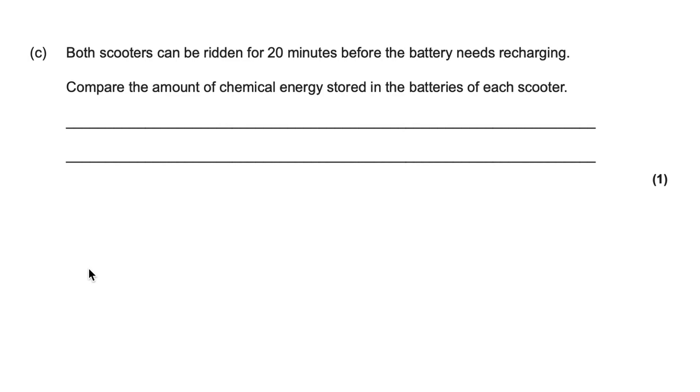Both scooters can be ridden for 20 minutes before the battery needs recharging. Compare the amount of chemical energy stored in the battery of each scooter. So compare the amount, say which one has most chemical energy. And it will be scooter B, it has a higher power. Question doesn't ask you to explain, but because they're both being ridden for the same amount of time, scooter B has a higher power. It's transferring more energy each second or each minute, therefore it needs more chemical energy.